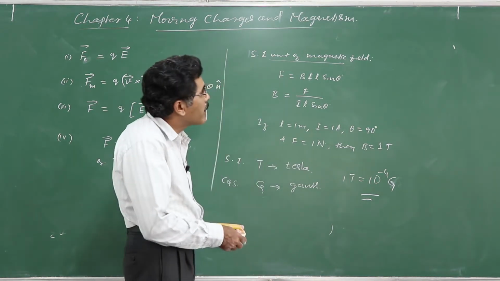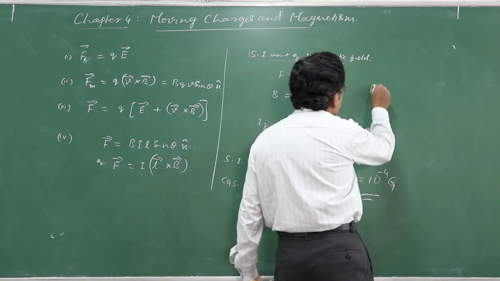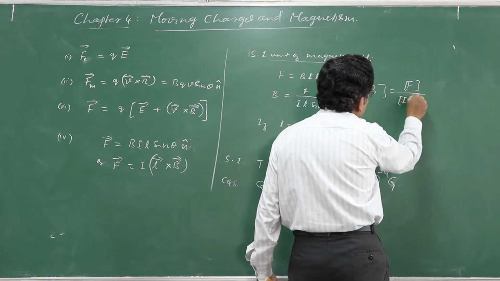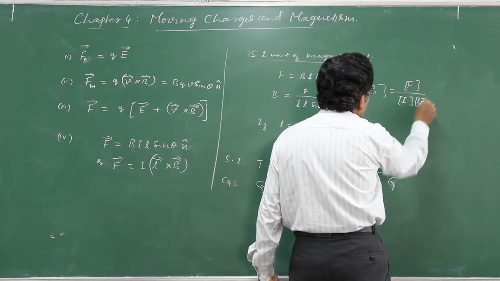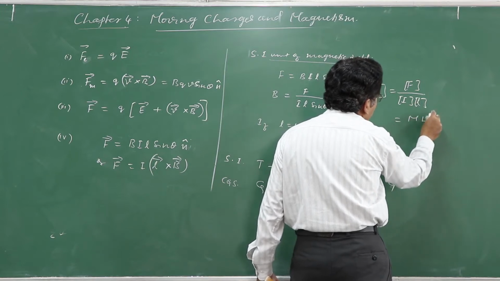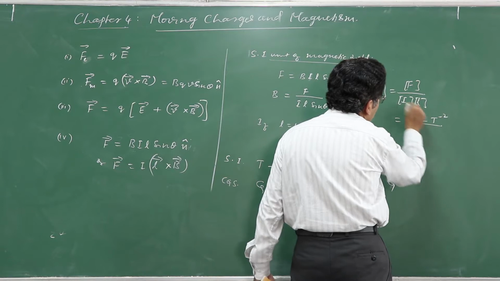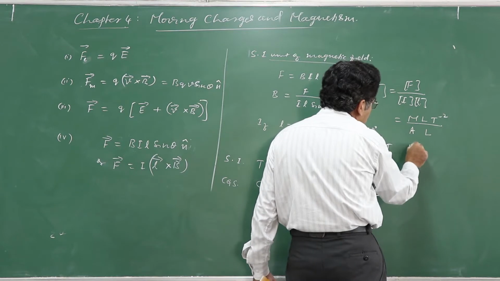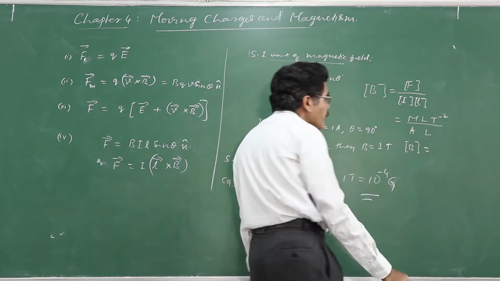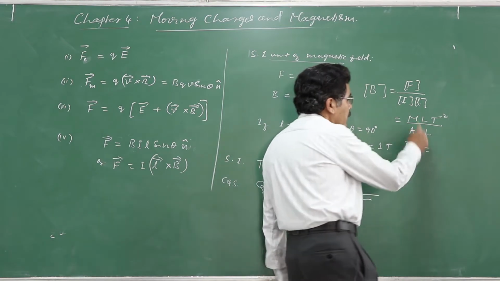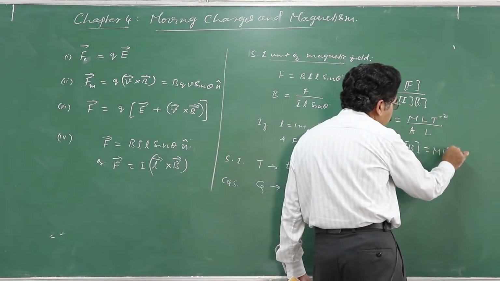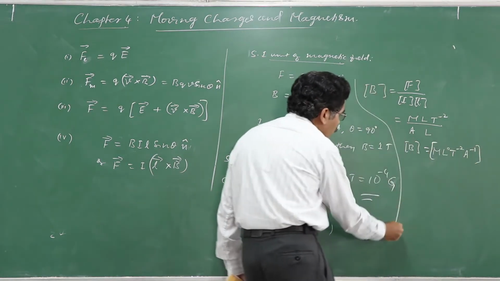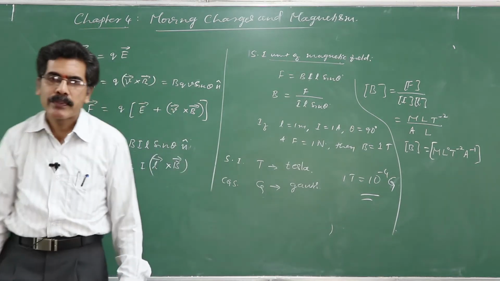Then how can you write the dimension of B? The dimension of B is equal to the dimension of F divided by the dimension of I and the dimension of length. What is the dimension of force? MLT power minus 2. For I, A, ampere. For length, L. Therefore, the dimension of B is equal to, L gets cancelled, M L power 0, T power minus 2, A power minus 1. This is the dimension formula for magnetic field.